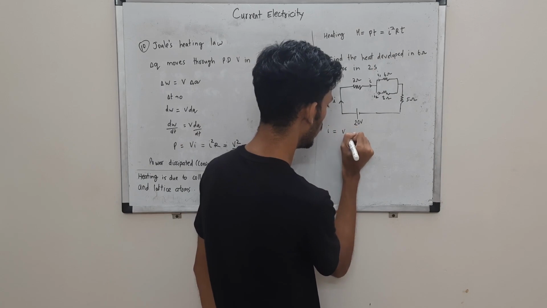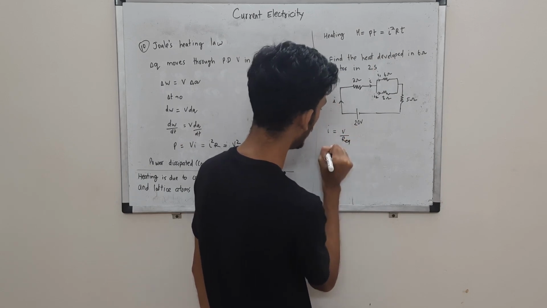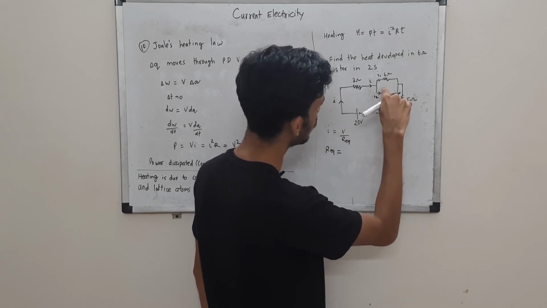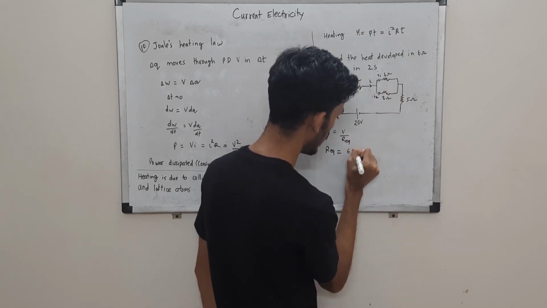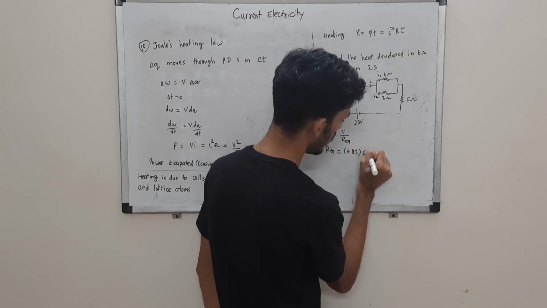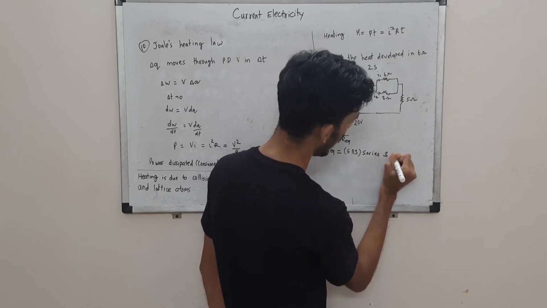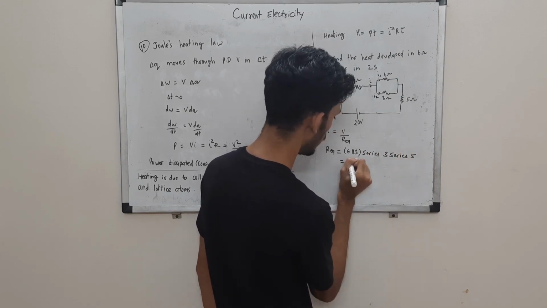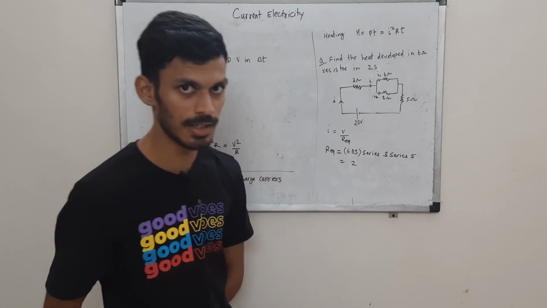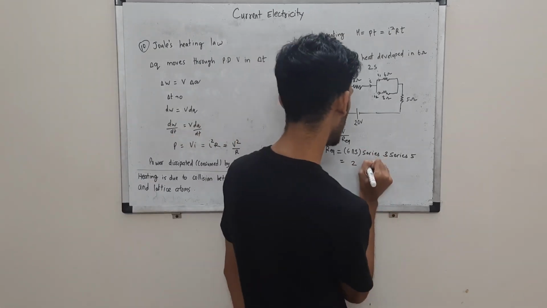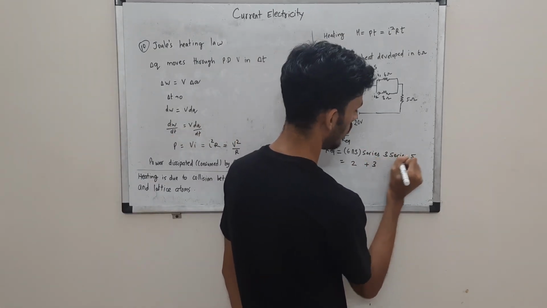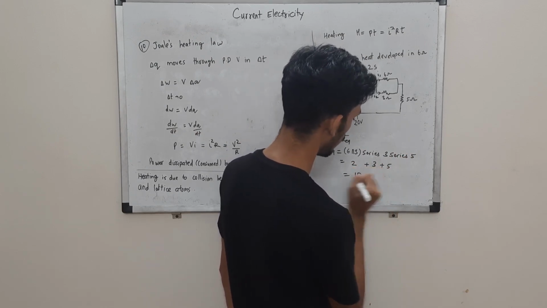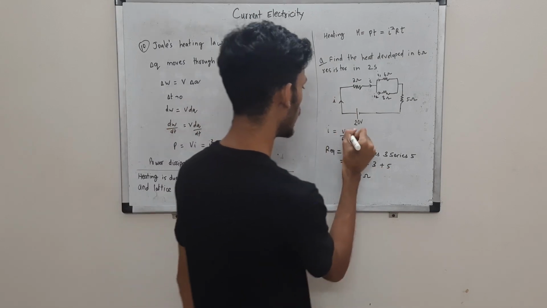I is V by R equivalent. Now again, R equivalent will be, if you see, these two are in series, these two are in parallel, right? So we can say 6 and 3 in parallel, and this is in series with your 3, and this is also in series with 5. So 6 and 3 in parallel gives 2. You know that 6 into 3 divided by 6 plus 3, series means plus 3, and series again plus 5. So this is 8, this is 2, which is 10 ohms.